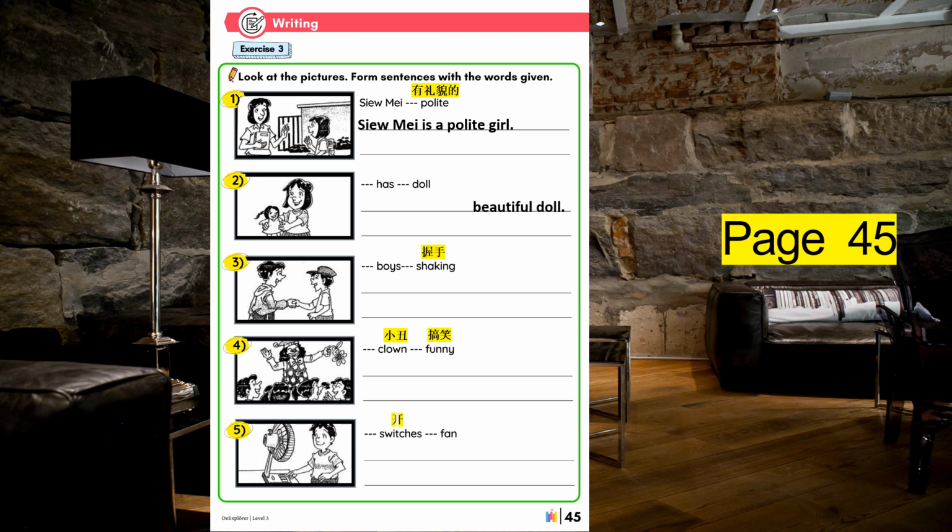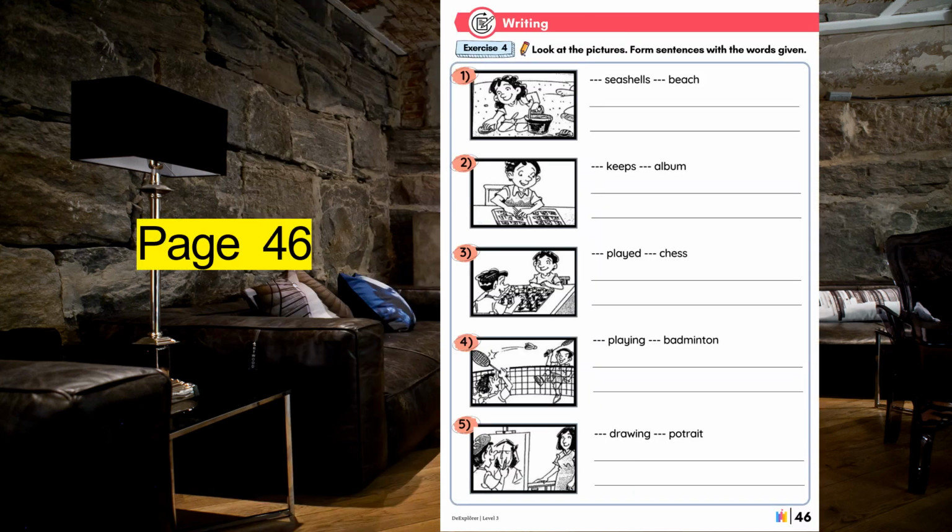The last one. Switches. 开. Okay, of course, when you say 开, switches on. 你要加个 on 的, 开风扇. So who switches on? 那个风扇, who? Okay, give a name to this boy with S, don't forget. Okay, so you cannot use I, but you need to have a singular subject. Okay, so that's for page 45.